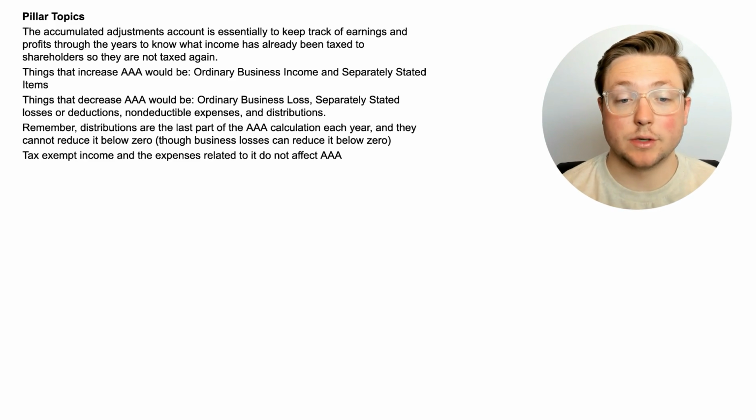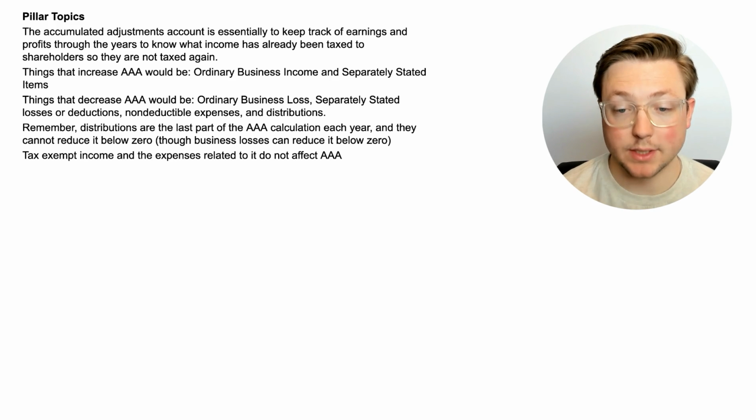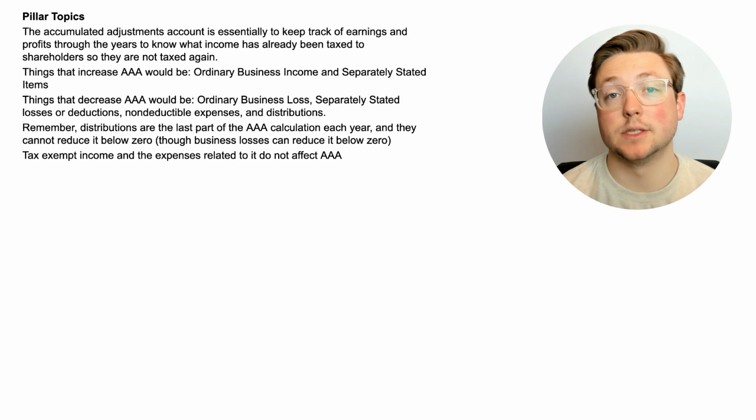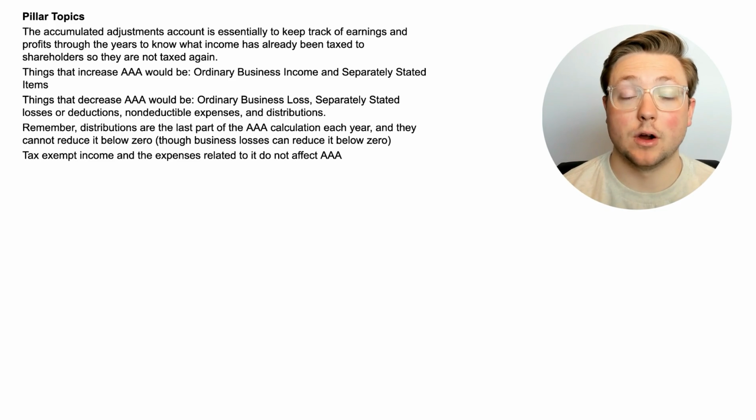And again, remember, distributions are the last part of the AAA calculation each year, and they cannot reduce it below 0, though business losses can reduce it below 0. And then finally, tax-exempt income and the expenses related to it do not affect AAA. So that life insurance premium that was at the beginning of the video, potentially that could have been tax-exempt because a lot of times the income from life insurance disbursements is tax-exempt. In the question, it did say it was non-deductible, so we're just going to follow that. But typically, life insurance premiums are tax-exempt, and the expenses associated with them are also not tax-deductible, so they don't affect the AAA.